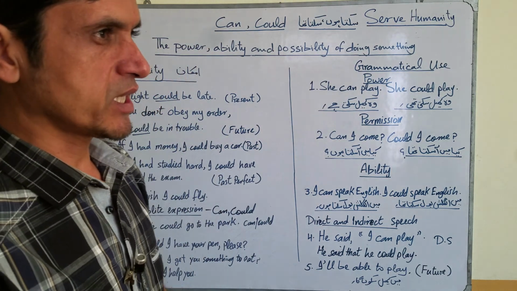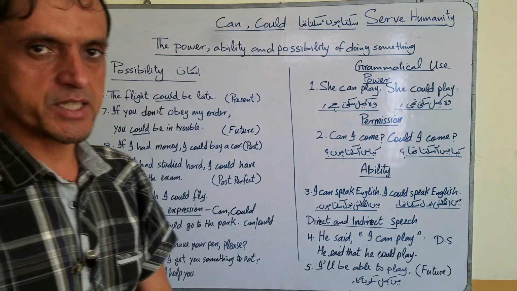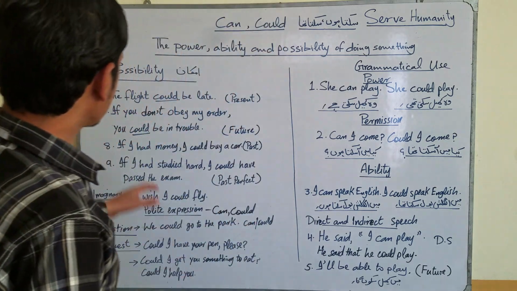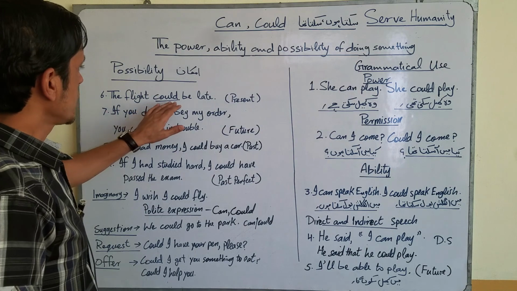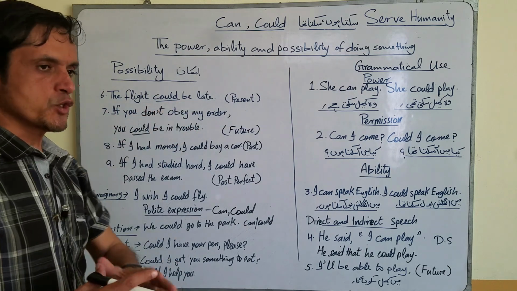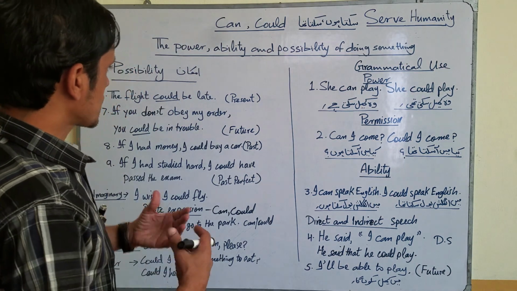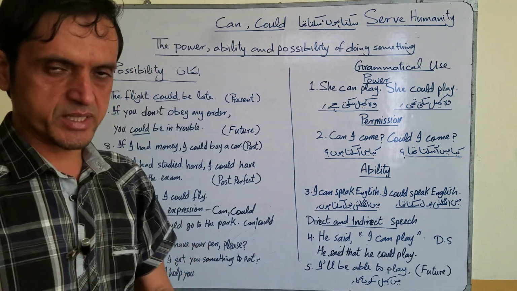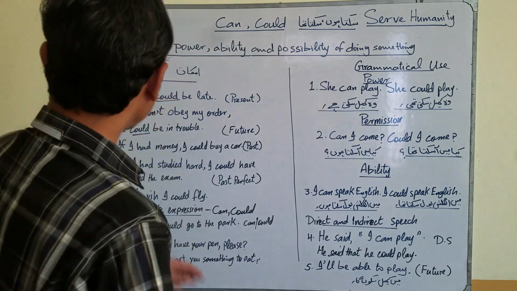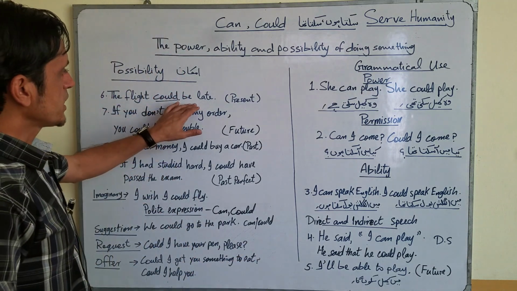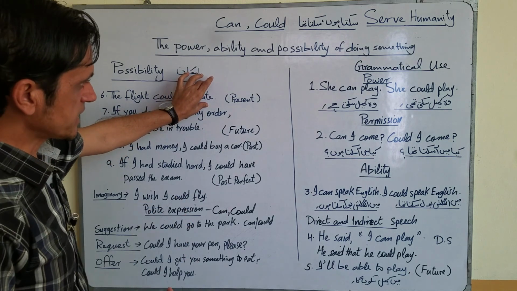For example, if you say the weather is not clear and it is possible that the flight can be late, so you can use here the flight could be late, because it shows possibility. When you express possibility in the present tense, you can use could instead of can. So the flight could be late shows present tense, not past tense here, because it shows possibility.